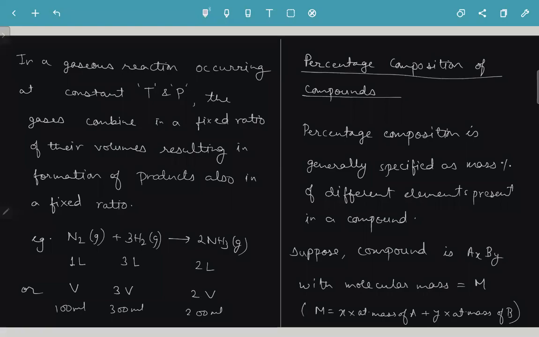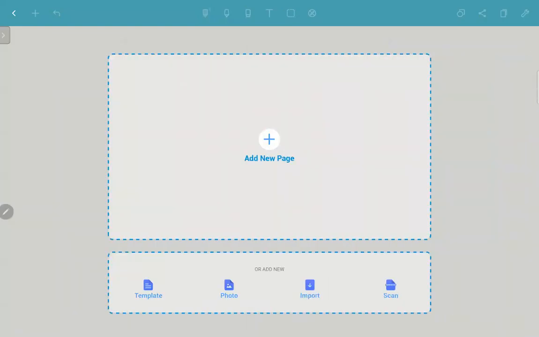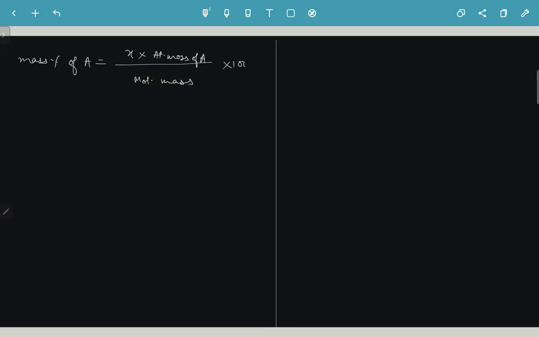Now we can say that mass percent of A will be mass of A upon total mass into 100. Mass of A, there are X atoms, X into atomic mass of A upon the molecular mass, which is the total mass, into 100 will give us the value of mass percent of A.